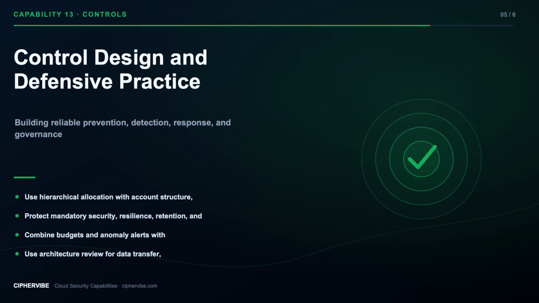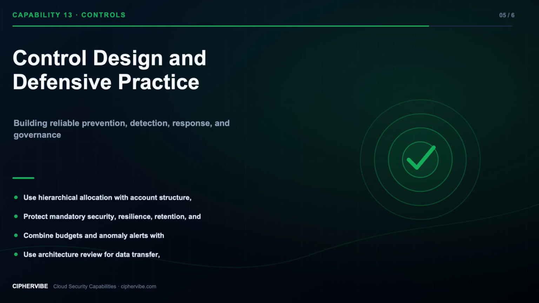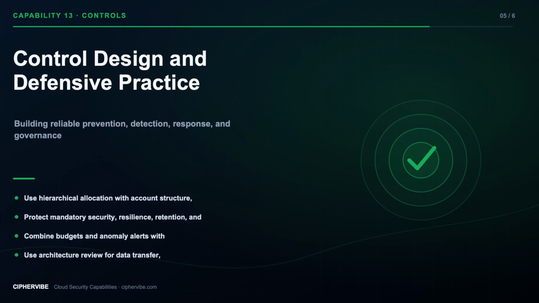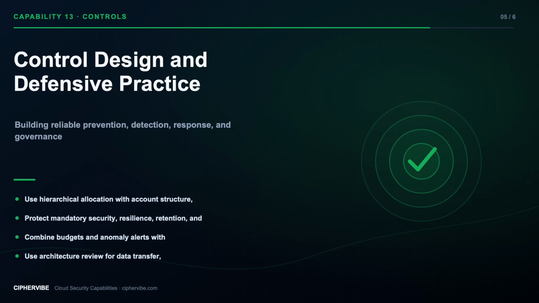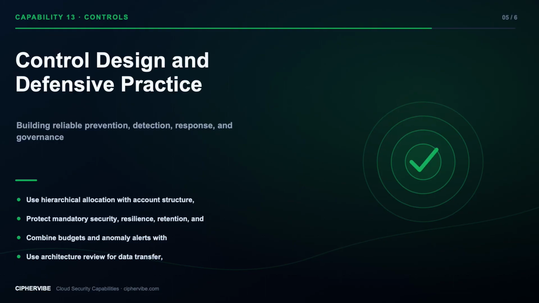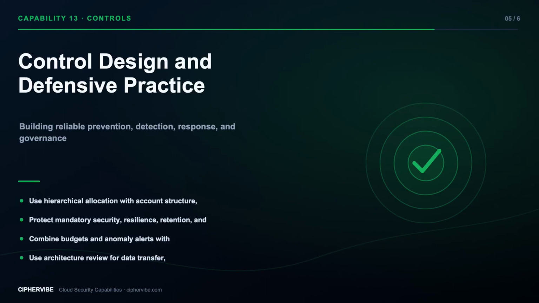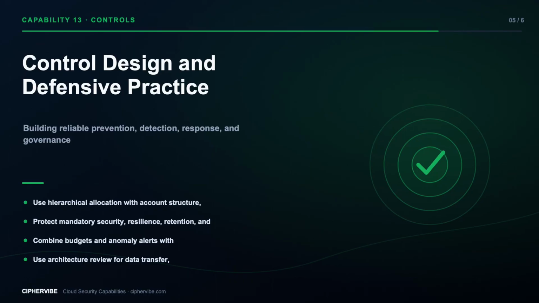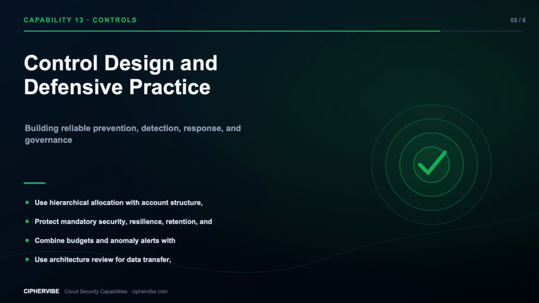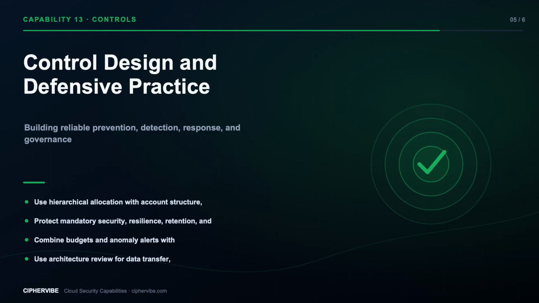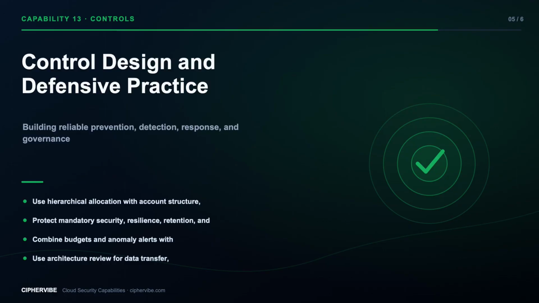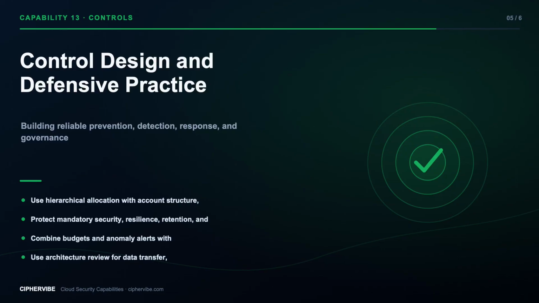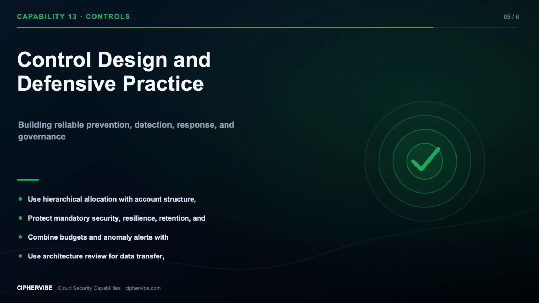Fourth, use architecture review for data transfer, storage, observability, managed services, and commitment decisions. Fifth, track realized rather than theoretical savings and include performance, reliability, and risk guardrails. Control design should include preventive, detective, responsive, and recovery layers. Together, they establish safe defaults, identify drift, govern containment, and restore service.